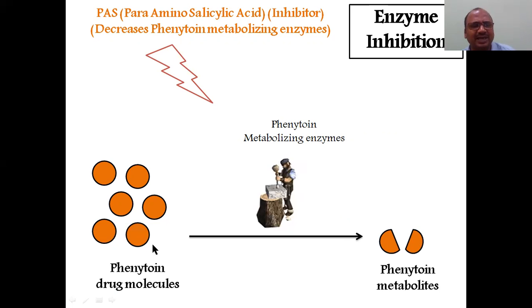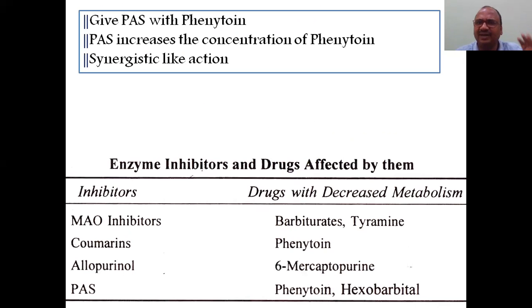So what happens automatically? Free phenytoin molecules are increased, so it leads to phenytoin toxicity. So you reduce the dose. Whenever you are giving a combination, reduce the dose of phenytoin. That is very, very important. Okay, give PAS with phenytoin. PAS increases the concentration of phenytoin.